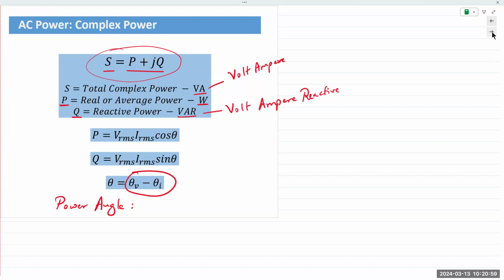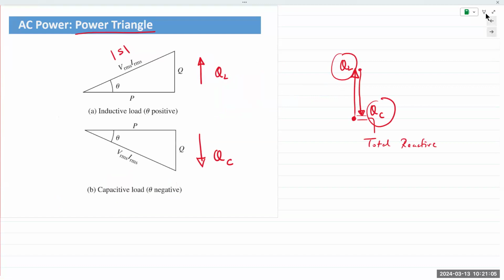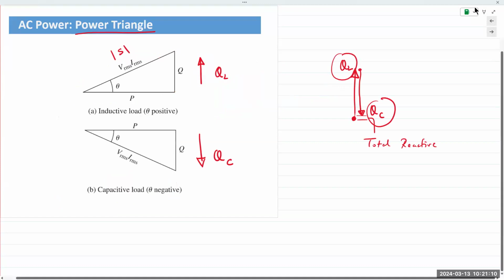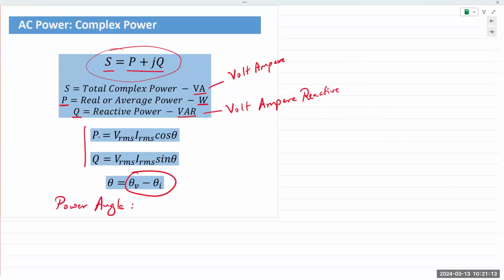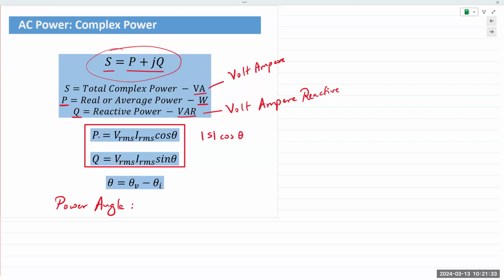And because it's a complex quantity with real power and reactive power, we get a power triangle. From this power triangle, we have two more equations. Real power P can be described as the magnitude of S cosine theta, and Q as the magnitude of S sine theta. Trigonometric identities.